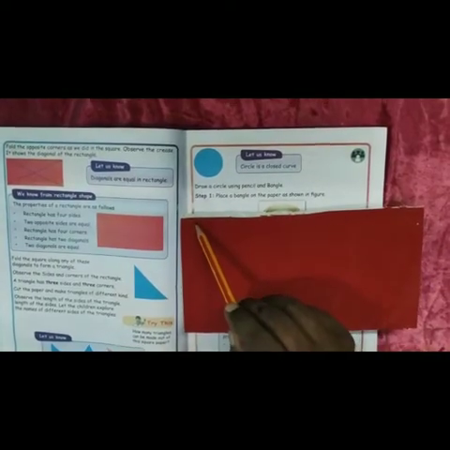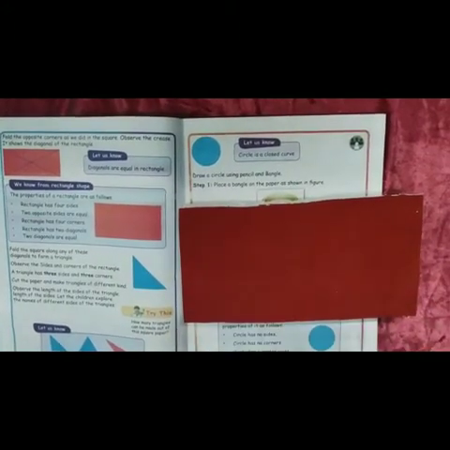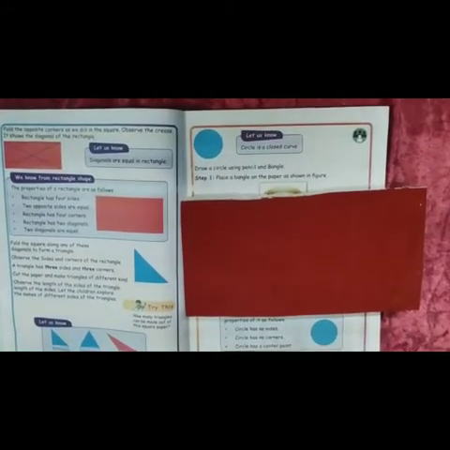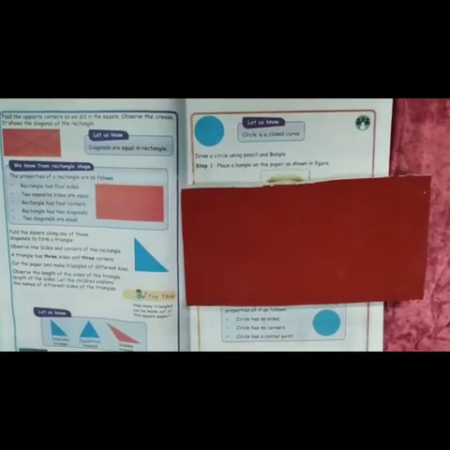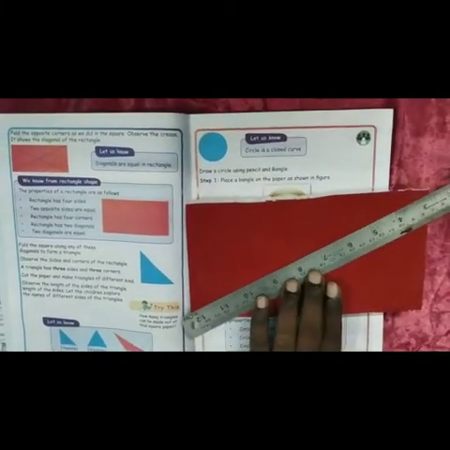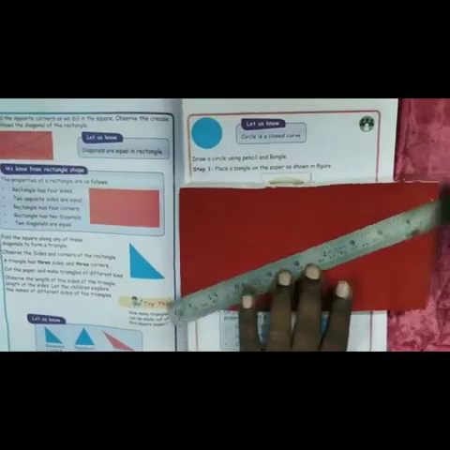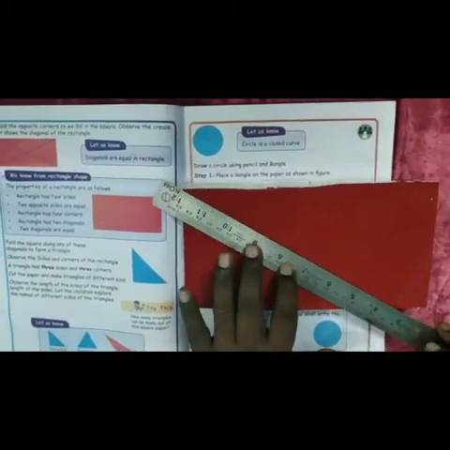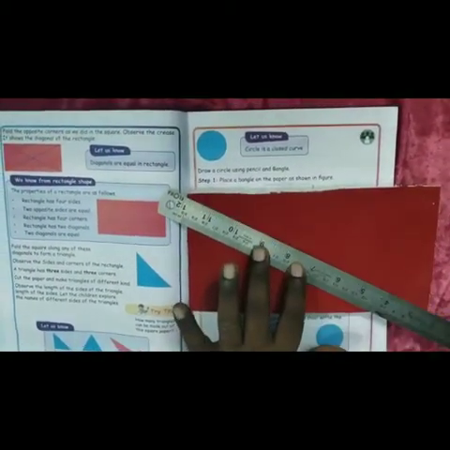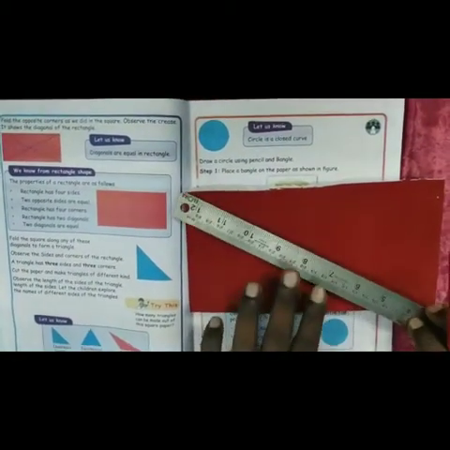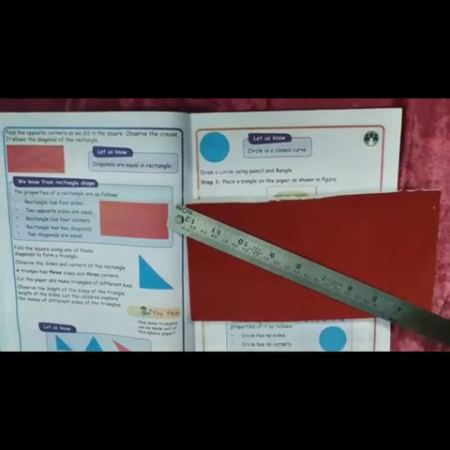Rectangle has 4 corners. 1, 2, 3, 4. Rectangle has 2 diagonals. 1, 2. 2 diagonals. These 2 diagonals are equal.